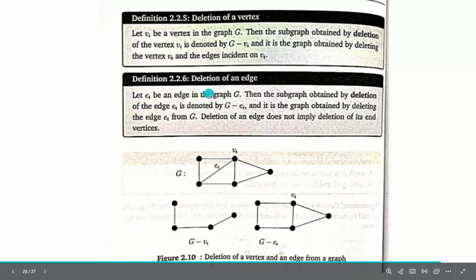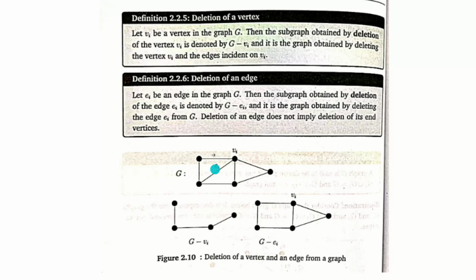Okay, now deletion of an edge. Let ei be an edge in the graph G. Then the subgraph obtained by the deletion of the edge ei is denoted as G minus ei, and it is the graph obtained by deleting the edge ei from the graph G. Deletion of an edge does not imply deletion of its end vertices. That is important. So here I will just remove the edge only. I won't remove the end vertices here. Okay, that is one important point that you have to remember.